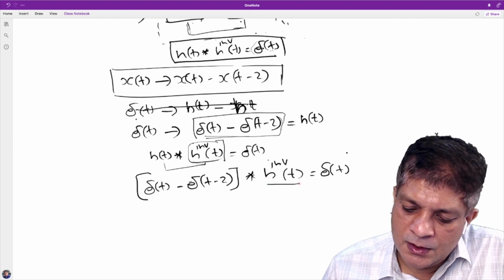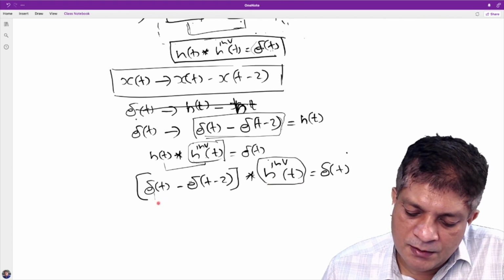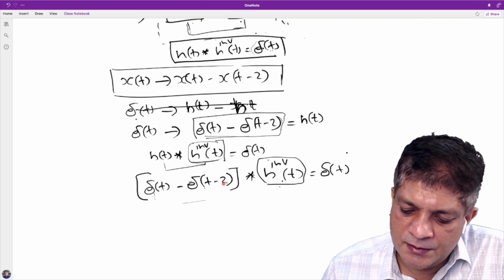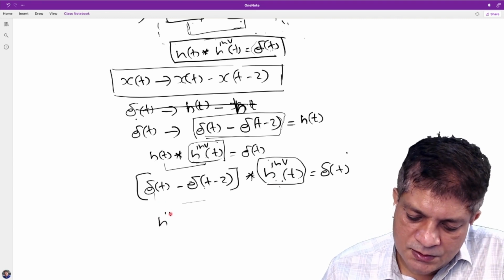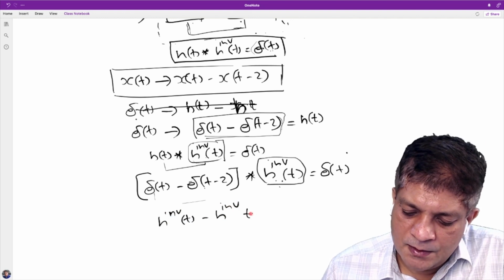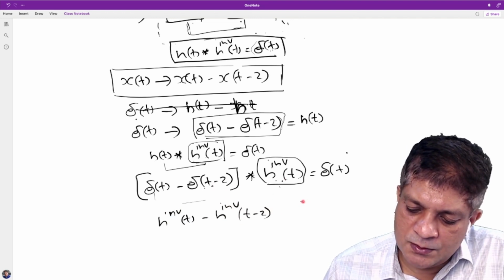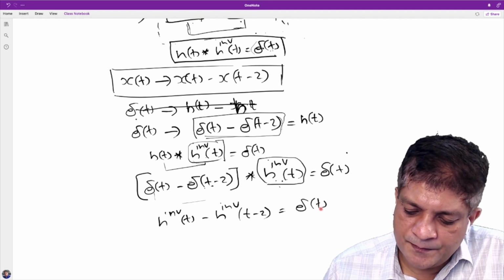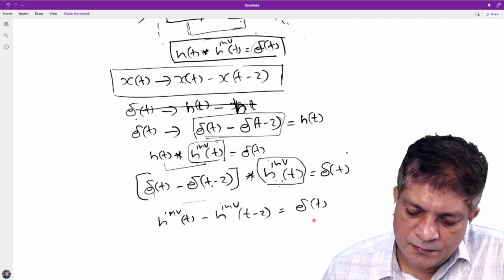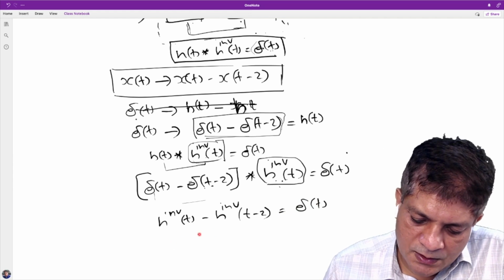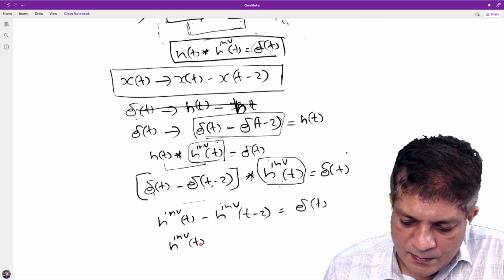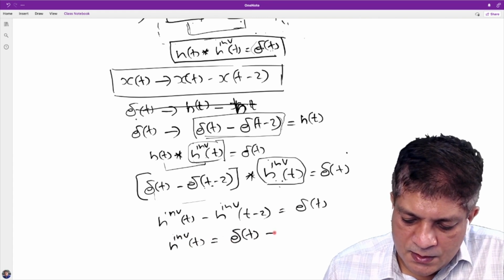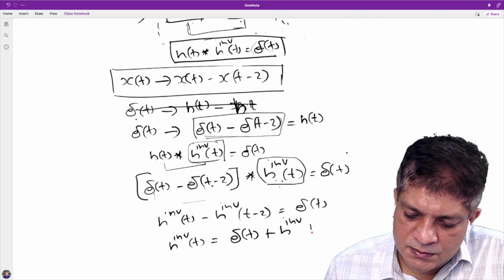If you convolve the impulse function with any function, you will get the same function, and a delayed impulse gives a delayed version of that function. So this is h inverse t minus h inverse t minus 2, this one delayed by 2, and that equals delta t. Okay, so if we rearrange this, what we get is h inverse t equals delta t plus h inverse t minus 2.